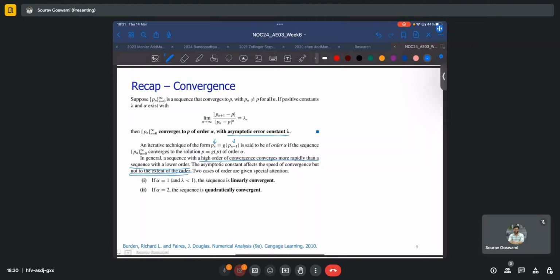If the order alpha is equal to 1 and lambda is less than 1, then the sequence is linearly convergent, like say for the case of bisection. If alpha equals 2, the sequence is quadratically convergent, which is usually true for Newton's method where we're dealing with only a single root. If there are multiple roots, Newton's method converges quadratically in some cases, but in the determination of some other roots, it will converge, but it need not converge in a quadratic fashion.